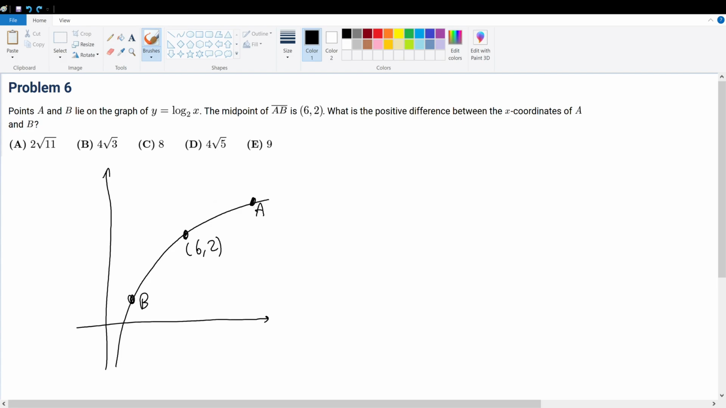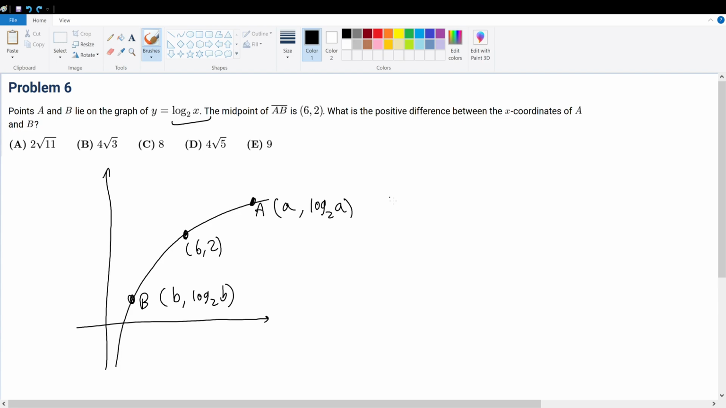Well, A lies on the function log base 2 of x. So let's assume the x value of A is a. Then what is the y value? Plug it into the function, which is log base 2 of a. Let's do the same for B. B will be (b, log base 2 of b), right? And what do we know about (6, 2)? That's the midpoint. So if that's the midpoint between A and B, what can we say?